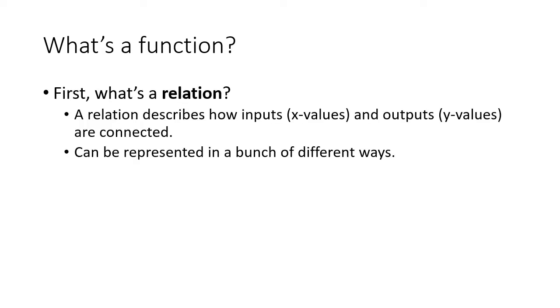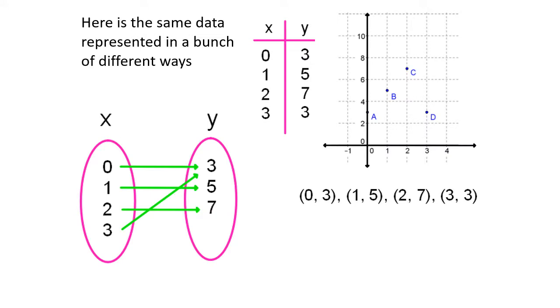So what is a function? A function is a mathematical relationship. A relationship in math describes how inputs and outputs are connected. And we can represent relationships in a bunch of different ways. Here are some of the common ways. There's nothing crazy here, besides the colors, of course. What we have here is just different ways to represent the same data.